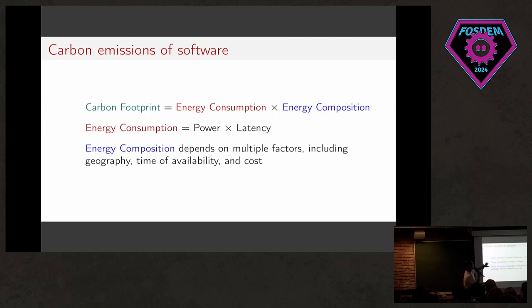The carbon footprint can be calculated by multiplying this number by the composition of the energy. Where did the energy come from that you used to power the device that you were running? And this composition depends on multiple factors. It can include the geography. It can include the time of availability. It can include the cost of generation of that energy, right?